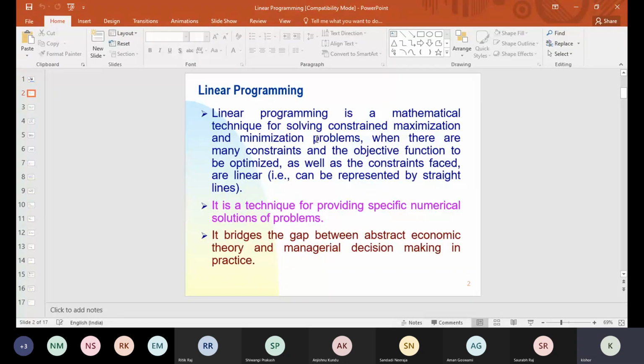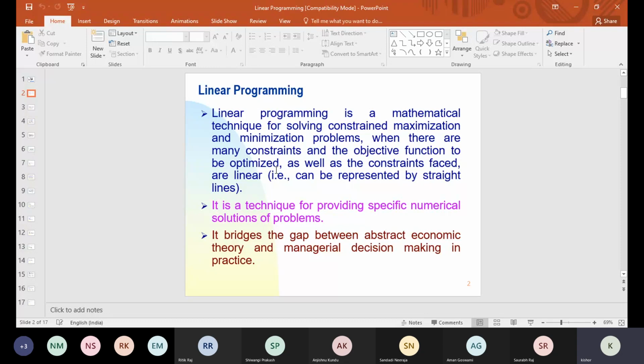Now, linear programming is a mathematical technique for solving constrained maximization or minimization problems. As I said, your resources are limited, so there are different constraints you face in production. And maximization or minimization, as I already mentioned, means profit maximization or cost minimization. When there are many constraints and an objective function to be optimized, because you want to optimize your production so that your profit will be maximum or cost will be minimum, that may be your basic objective. And the constraints faced are linear, meaning here we assumed a straight-line relationship.